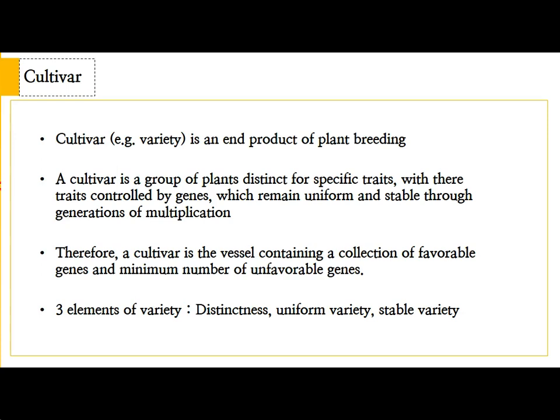The second is a uniform variety. When new varieties are planted that year, all phenotypes should come out the same. Last is a stable variety. When new varieties are planted, they should continue to be the same 1 year later, 2 years later, 3 years later, and so on.